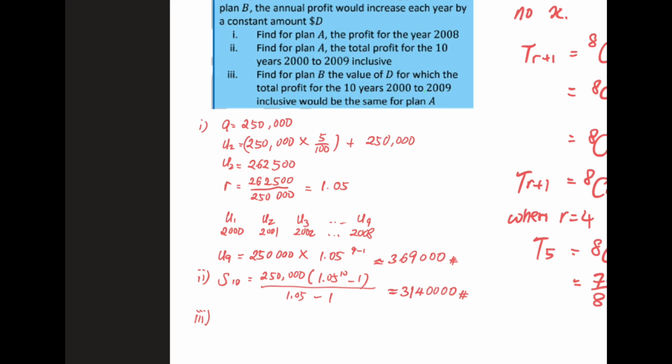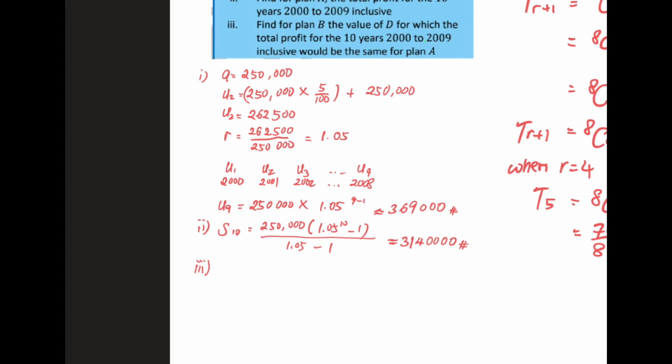Now part 3. Find for Plan B the value of D for which the total profit for the 10 years 2000 to 2009 inclusive would be the same as for Plan A. So that means we have the same total profit. Plan B is arithmetic, so a is 250,000 and the common difference is D. So S10 is 10 over 2 times 2a, using the Sn formula for arithmetic, plus 10 minus 1 times D.